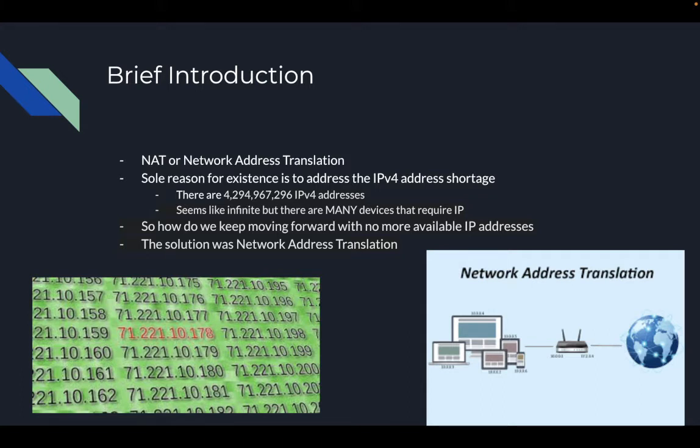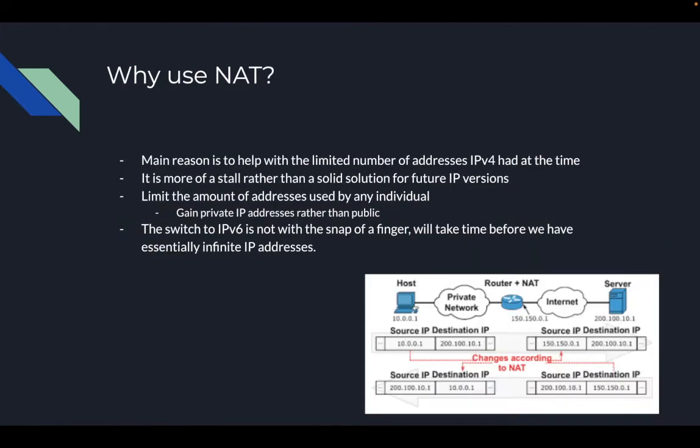So how did they keep moving forward with IPv4 with no more available IP addresses? Well, the solution was network address translation. So why do we use NAT? The main reason is to help with the limited number of addresses IPv4 had at the time, as mentioned previously. And this isn't a solution, as it's more of a stall, as we're just trying to create time for future IPv versions to address this issue.